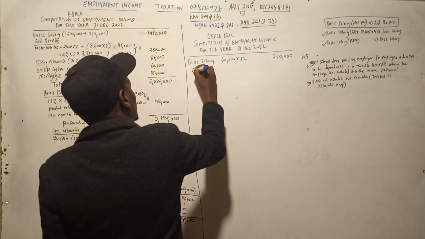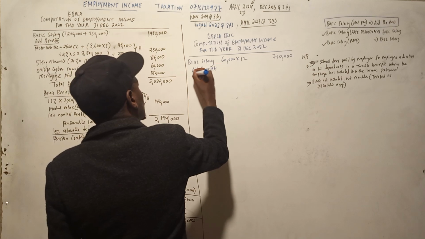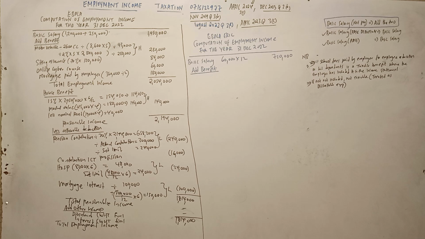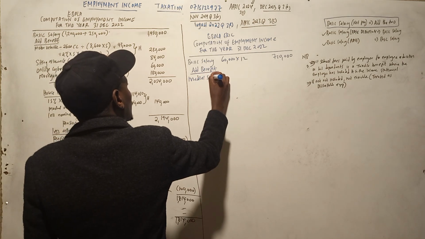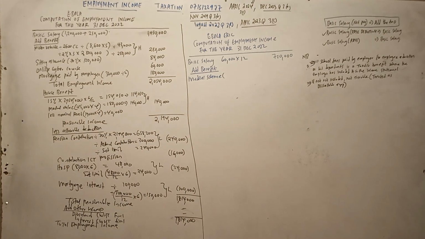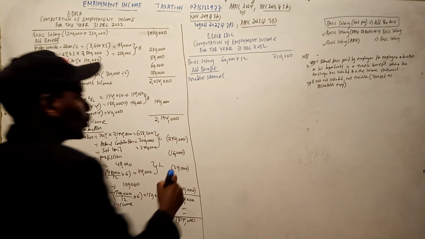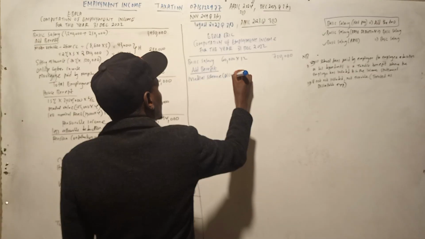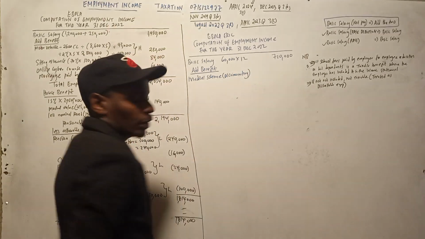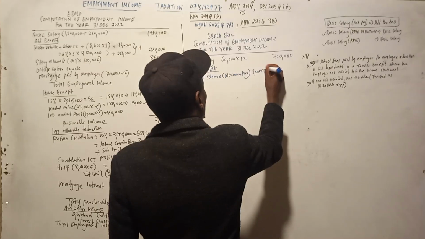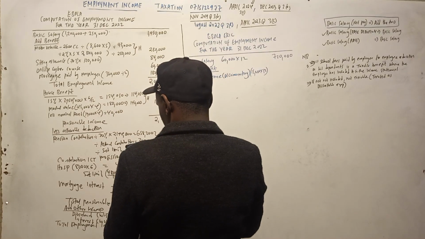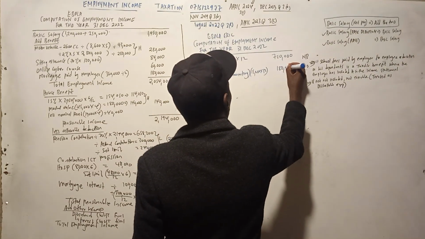Then we add benefits. The first benefit which I can see is the medical scheme. Now hii medical scheme tukiangalia wanatuambia ina cover senior employees, so discriminatory. So kama discriminatory lazima itaksiwe 15,000 per month. So 15,000 times 12 is 180,000. That's a benefit.